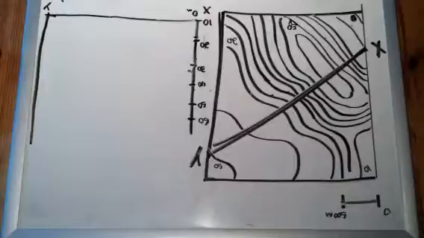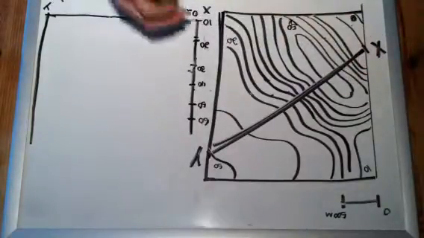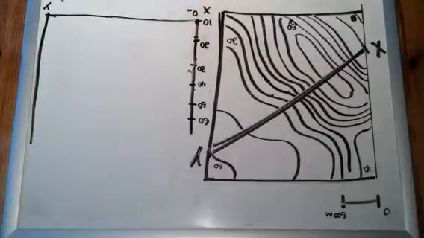Okay, now the rest of it is just moving along the line and noting any elevation changes you see. So we know right off the bat, starting at point X, we are on this contour line, which is at 10. So we can start right there.